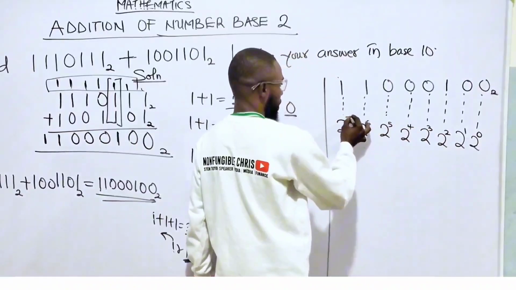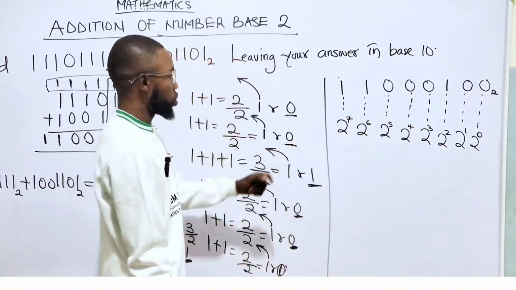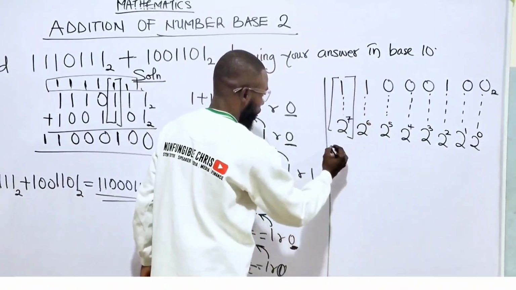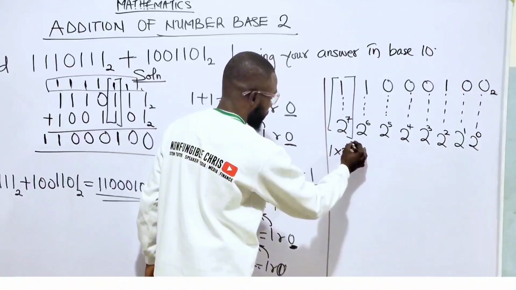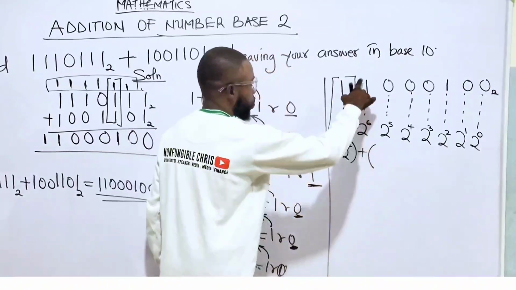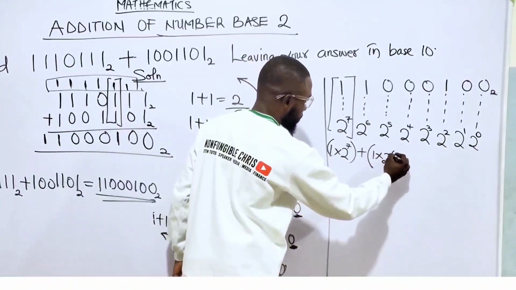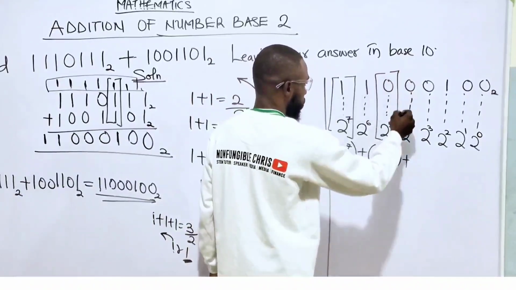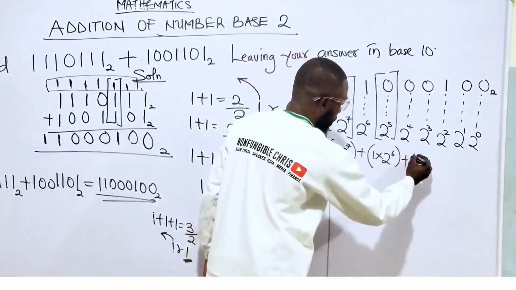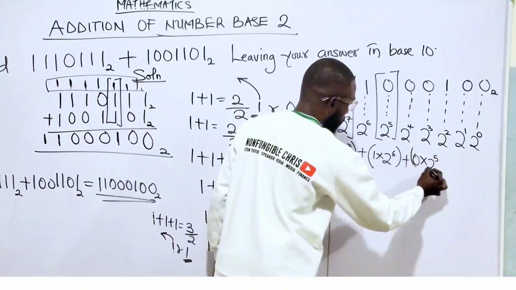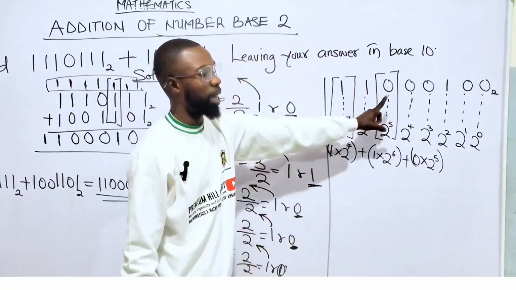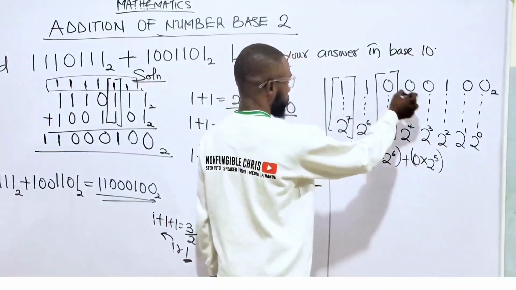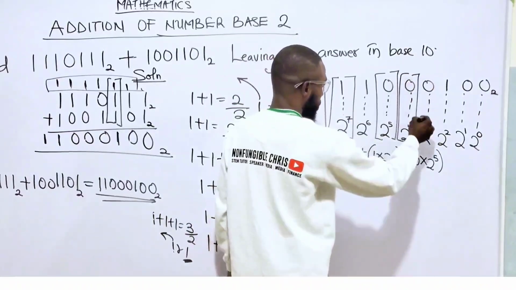Are you seeing now? So we have 1 times 2 raised to the power of 7, plus 1 times 2 raised to the power 6, right? Plus this is 0. Whenever we're multiplying with 0, it's going to give us 0, so no need to fix it. This one is 0, it's gone. Also this one is gone, right?